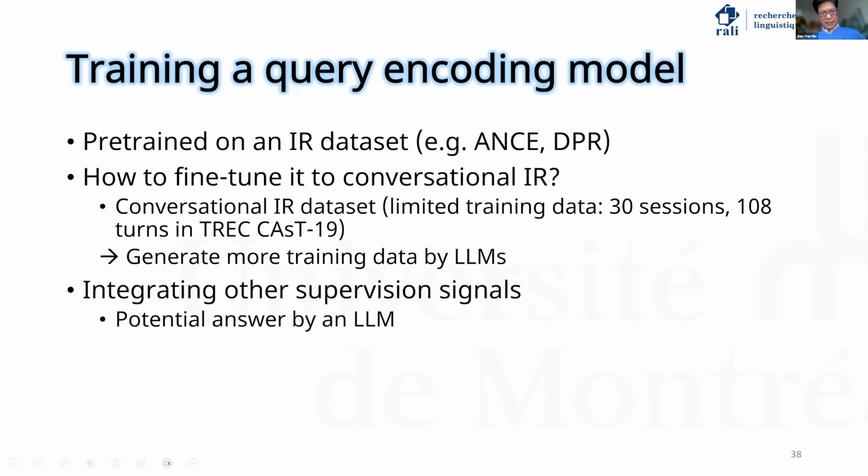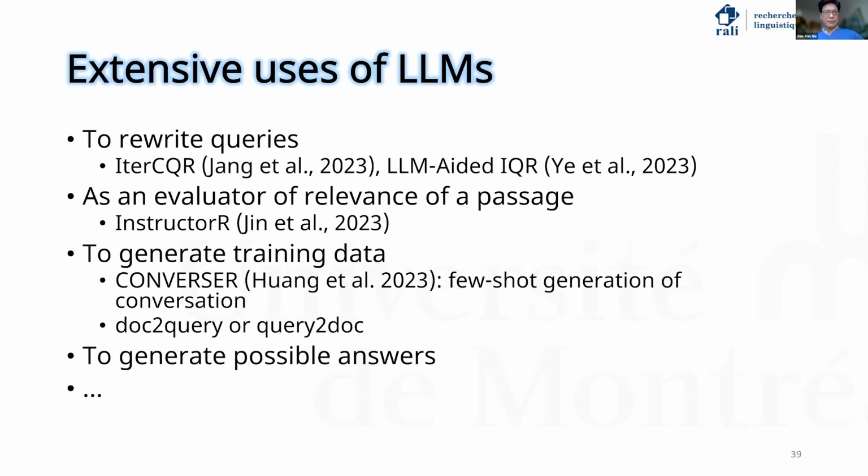And it is also possible to ask large language models to generate a potential answer. And this has been found to be a useful signal for the fine-tuning process. Now, the LLMs have been used extensively for IR, for other tasks. So I just mention a few utilizations of LLM. LLM can be used to rewrite the queries, to evaluate the relevance of a passage with respect to a query, or to generate the training data.